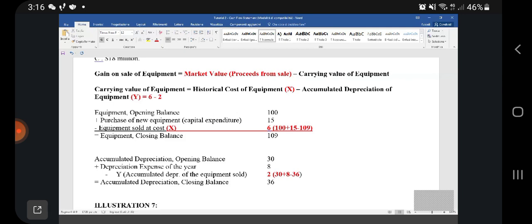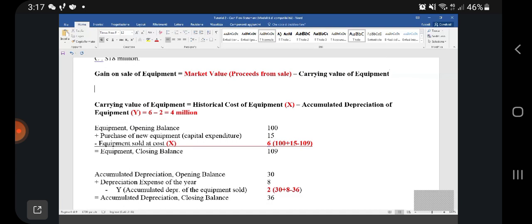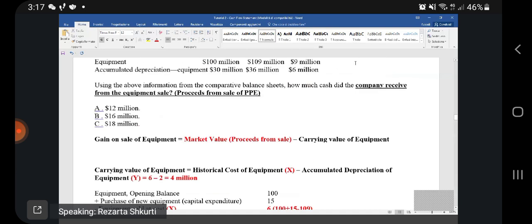Then we are left with the carrying value of the equipment equal to $4 million. Good. Now that we know the carrying value of equipment, this is the missing amount in the above equation, above formula, we go back there again. What was the gain on sale of this piece of equipment? Again, the gain on sale was 12 million.